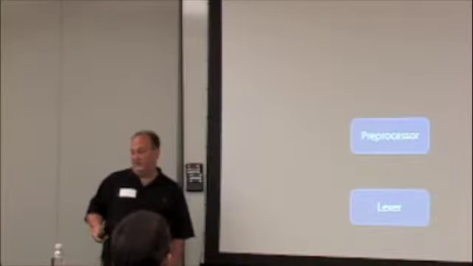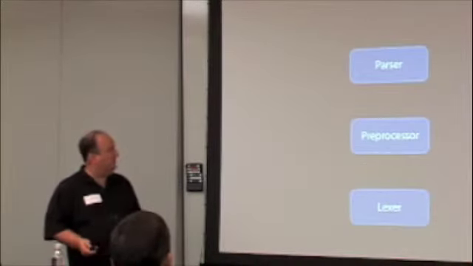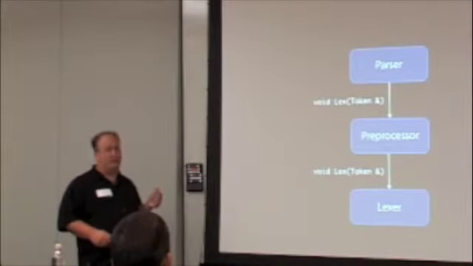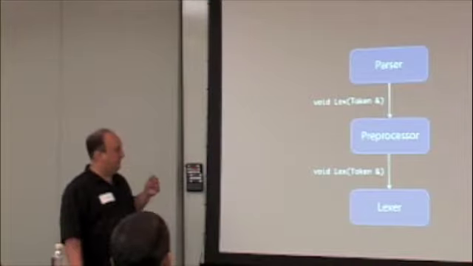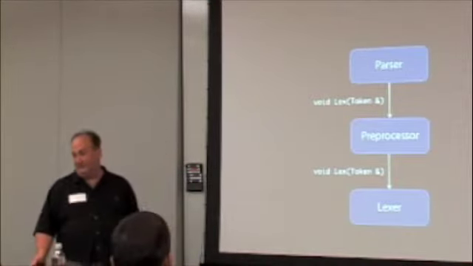So let's start. We have Clang components at the lowest level. We have a lexer, a preprocessor, and a parser. And very simple stuff. You call in. The parser asks the preprocessor for a token, and the preprocessor in turn will ask the lexer for a token. Very straightforward.